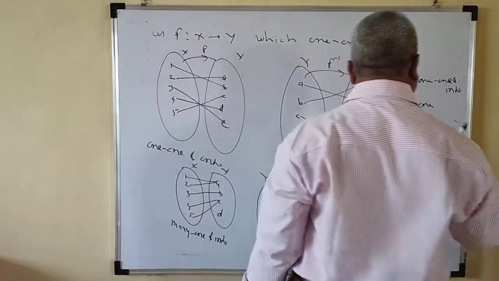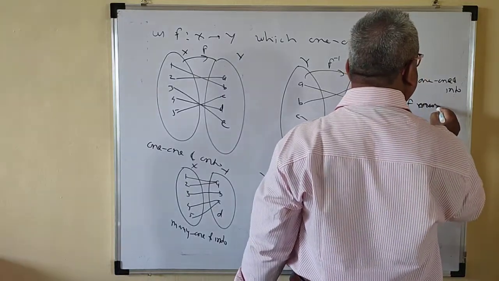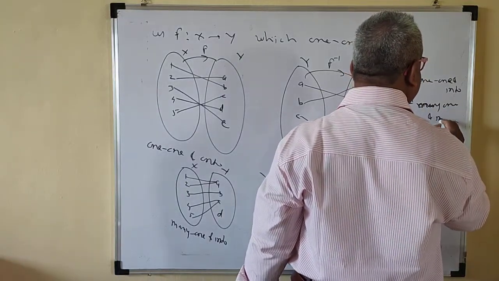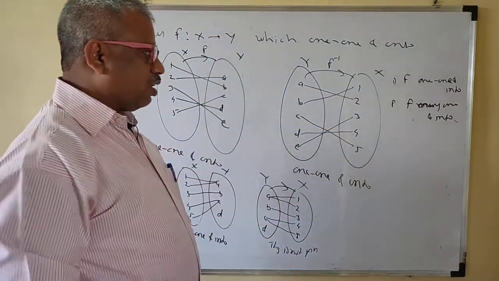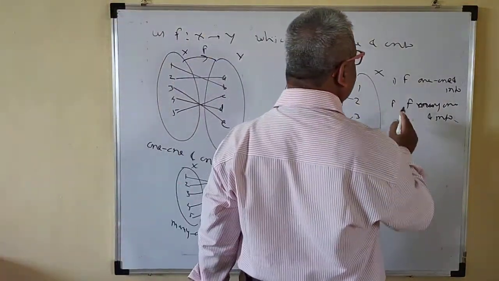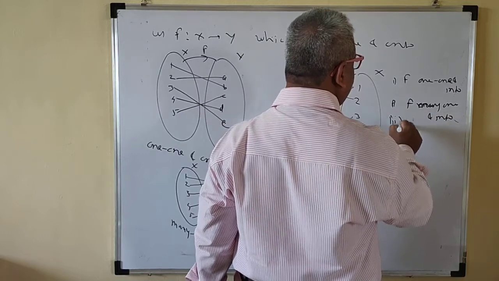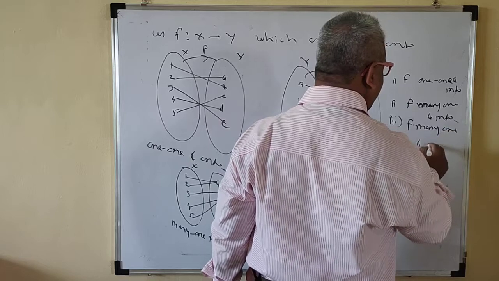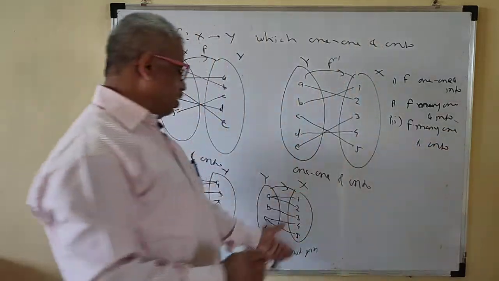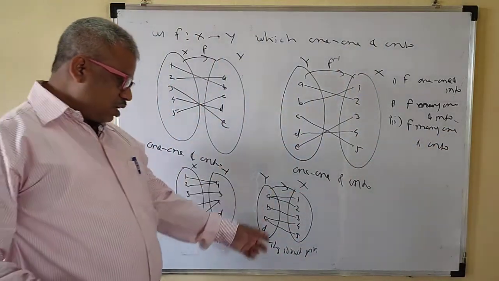If you take many-one and into, so this function is many-one and into. If you reverse this, it will not be a function. Okay. If you take another function, so this is the third one. If you take many-one and onto, now onto means every element has an image, but many-one now. This is what? Many-one.